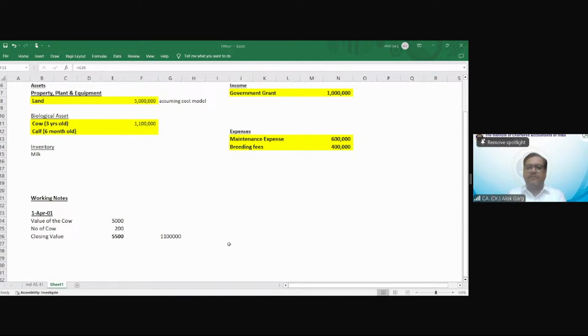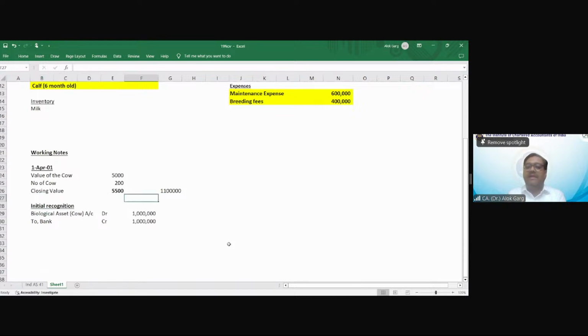And there is a change in the value of the cow also, right? So at the time of initial recognition, when I purchased the cow at 10 lakh rupees, what was the accounting entry? Biological asset, cow account debit, to bank 10 lakh. In this question, the 10 lakh rupees is the fair value less cost to sell itself, because cost to sell is not given separately. And the fair value less cost to sell was also 5,000 rupees. You saw in the table that the value on 1st April is 5,000. Right? Yes, sir.